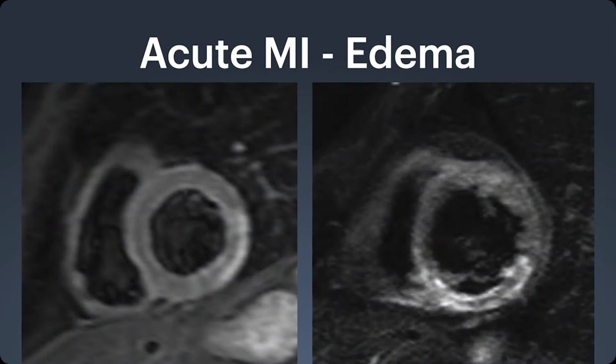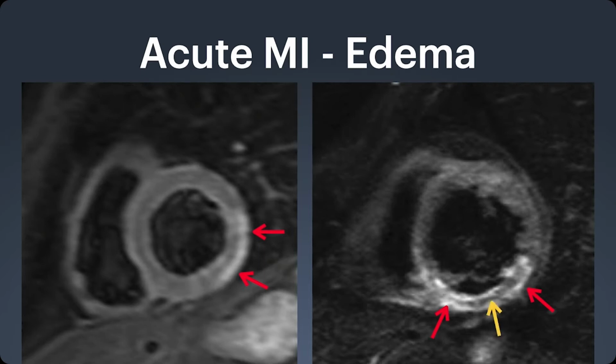Here we have two different patients with T2-weighted sequences where we can see evidence of edema in the setting of acute MI. On the patient on the left, we have this lateral wall area of hyperenhancement, and on the patient on the right, we have an inferior and infralateral wall abnormality.